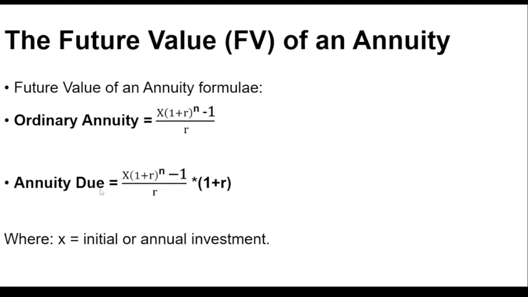Now, the annuity due formula is the same thing as the ordinary annuity formula multiplied by this factor here, 1 plus R. Okay, so that is the only difference between the ordinary annuity and the annuity due formulas. So in both cases, the X here is the initial or the annual investment, as I have already pointed out. So please know these formulas.